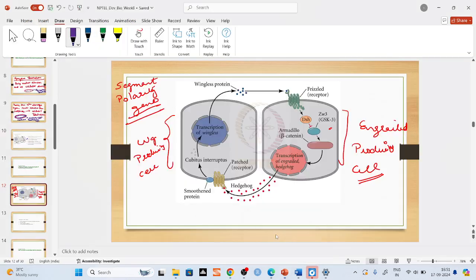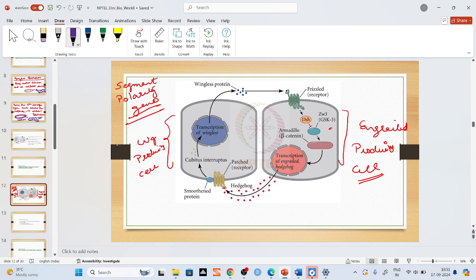If we try to read about the canonical, in developmental biology, pathways have a canonical version and non-canonical versions. Canonical versions are the general, most popular and most used pathways in the cell, and non-canonical are the exceptional pathways which are used in some places but not commonly. So canonical pathways are the commonly used pathways in the cell.